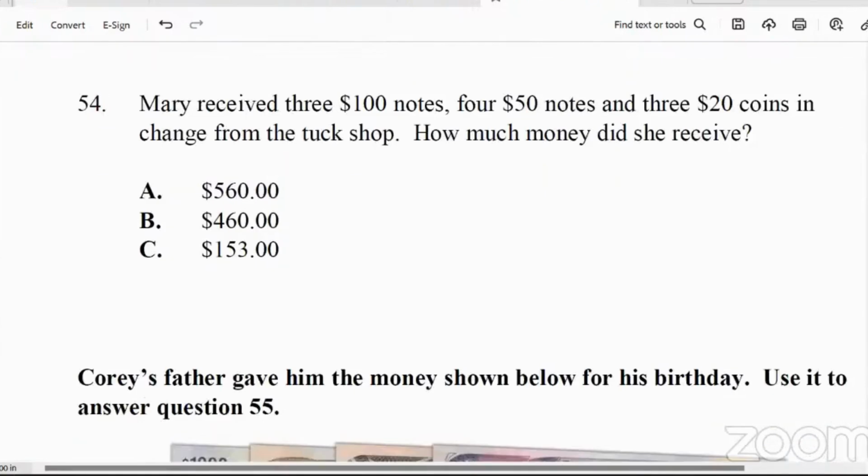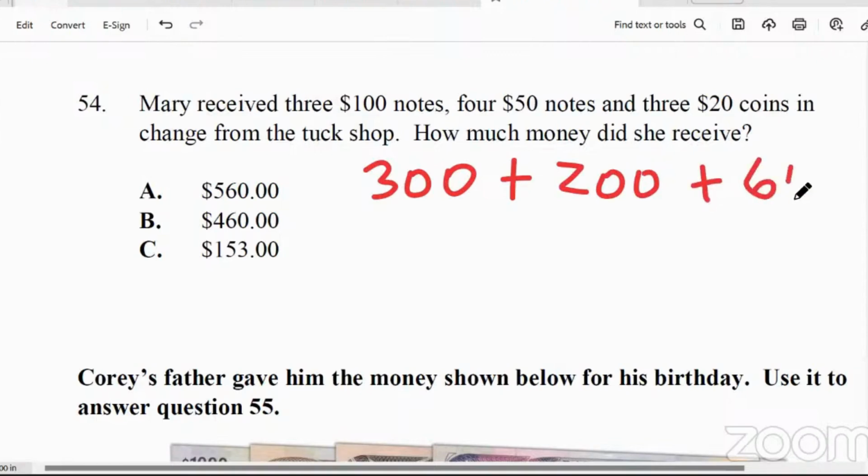Question 54. Mary received 3 $100 notes, 4 $50 notes, and 3 $20 coins in change from the tuck shop. How much money did she receive? So 3 $100 notes would be 300. Okay. 4 $50 notes, that's 200. All right. And of course, you take your time to do your calculations. And then 3 $20 notes would be $60.